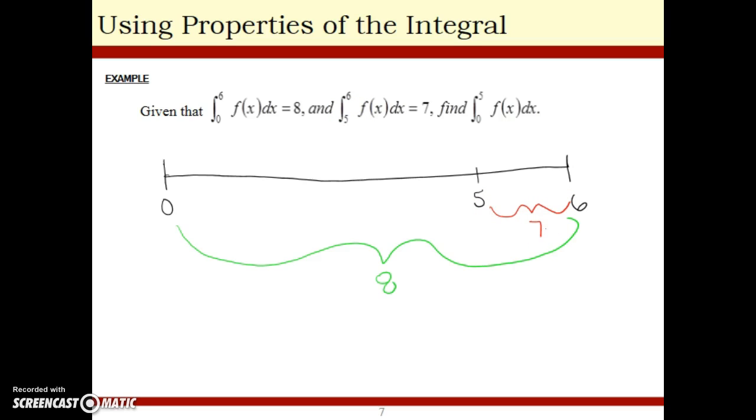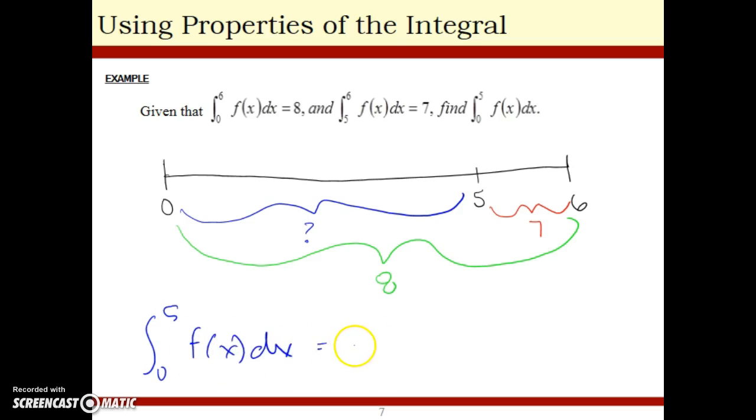So what would logic tell us that the integral from 0 to 5 would have to be? Do you see that the integral from 0 to 5 would have to be 1? Because if the integral from 0 to 6 is 8 and the integral from 5 to 6 is 7, do you see my scale is way off here? But 8 minus 7 would give us 1.